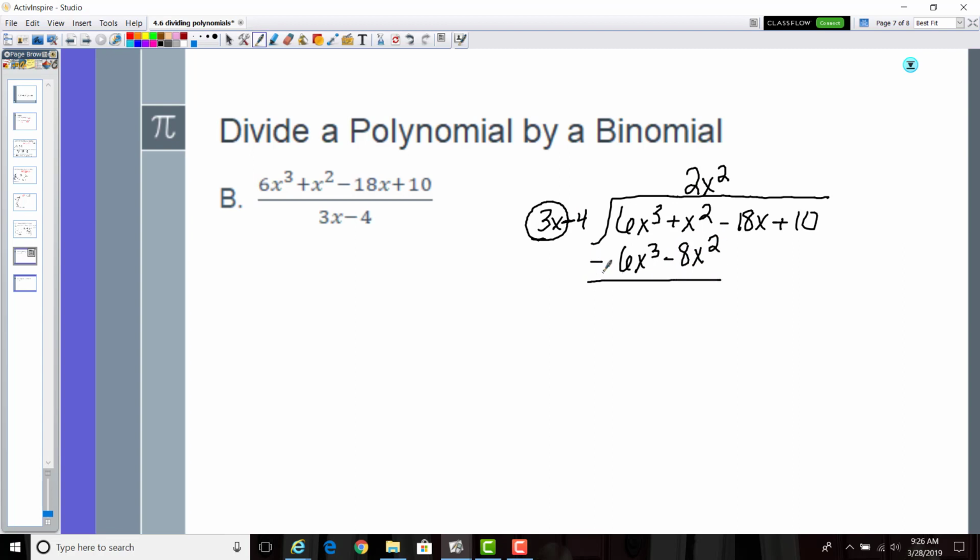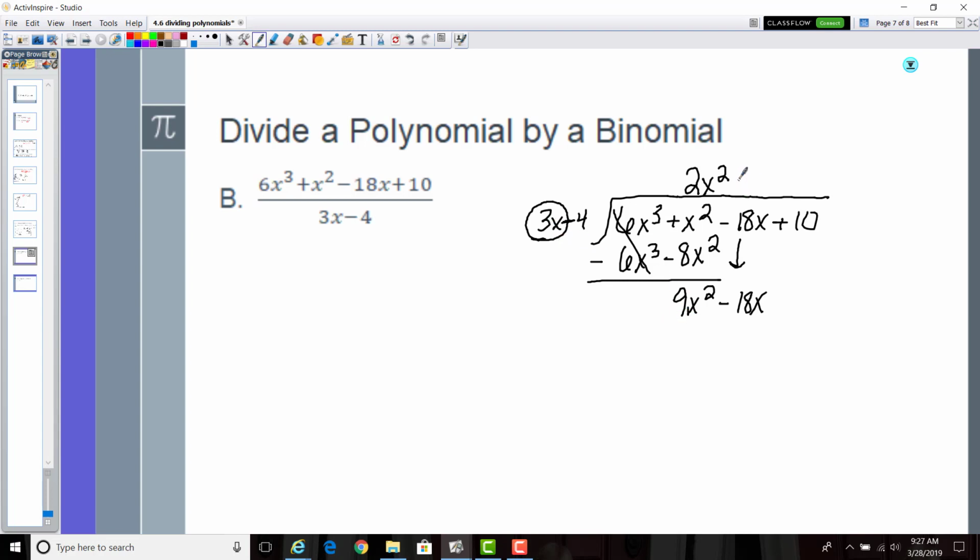And we subtract those two polynomials. 6x cubed minus 6x cubed does cancel that out, which is what I want. 1x squared minus negative 8x squared actually gives us 9x squared. Drop down our next term of negative 18x. Repeat the process. 3 times what gives us 9x squared?